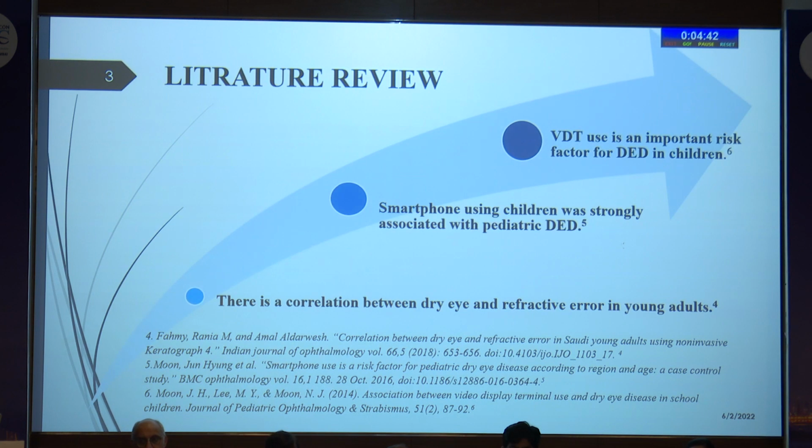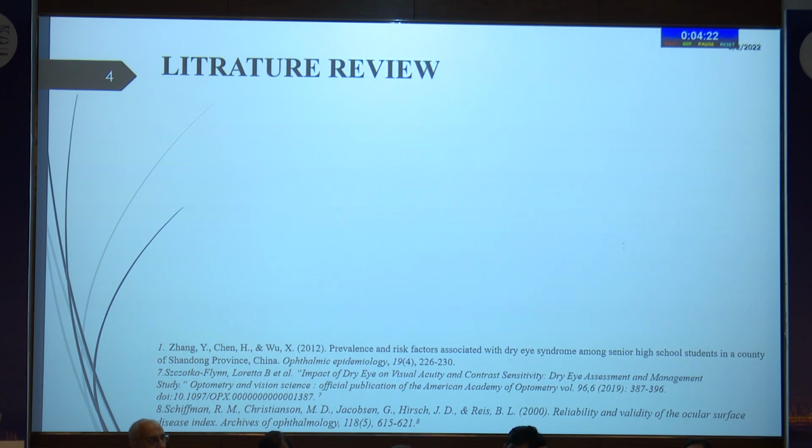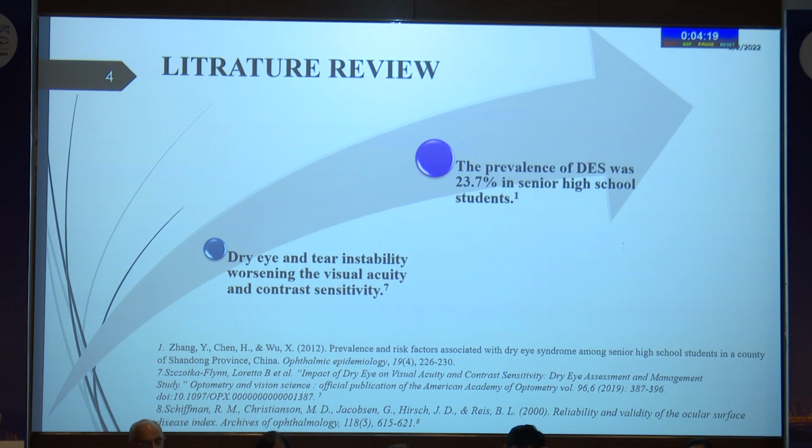When we looked at the literature, there are studies which show a correlation between dry eye and refractive error in young adults, albeit at a very subclinical level. Smartphone-using children also had a stronger association with dry eye disease, and of course video display terminal use is an important risk factor for dry eye disease. There are also studies that talk about tear instability and worsening visual acuity and contrast sensitivity in children, and as high as 23.7% in senior high school students.